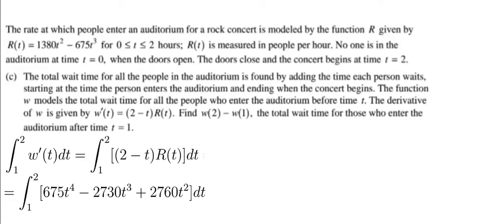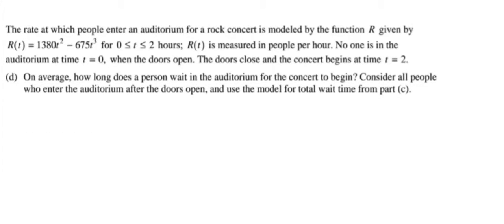and then we can expand the product 2 minus t times r of t, since we are given r of t, and get the integral from 1 to 2 of 675t to the fourth minus 2730t cubed plus 2760t squared dt. Now we can plug this into a graphing calculator and we get our answer of 387.5 hours, which is the total wait time for people who entered the auditorium after time t equals 1.